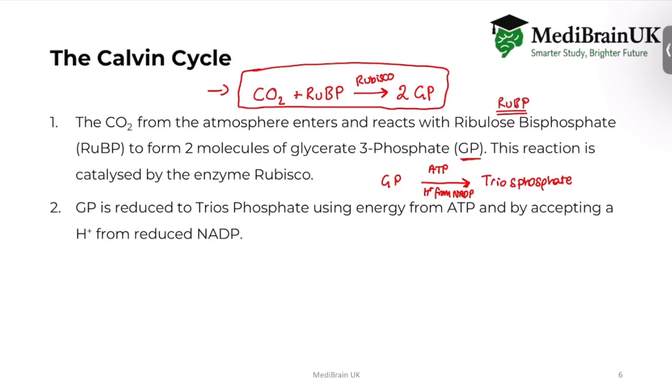Okay, so again, it's much simpler than learning the worded answer to think of it as chemical equations. CO2 combines with RuBP to form two molecules of GP catalyzed by Rubisco. The GP is then reduced into triose phosphate using ATP and reduced NADP. Okay, and the hydrogen from reduced NADP is literally donated to the GP to turn it into triose phosphate.